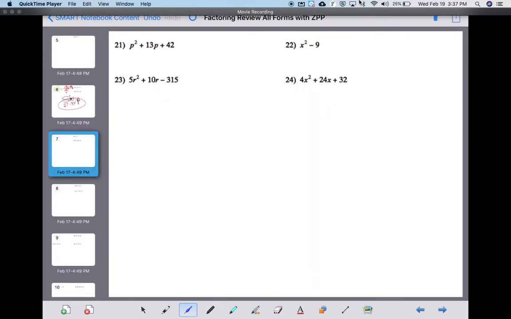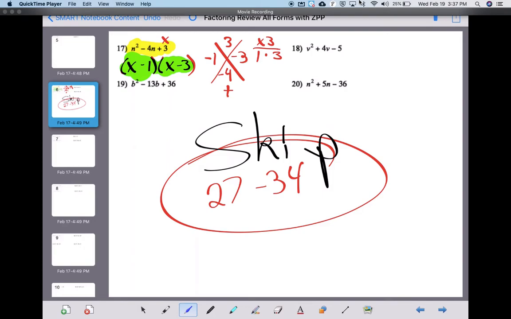But let's look at ones that have 3 terms now. So there's the answer to number 17. When you have 3 terms, you're going to be making a diamond.